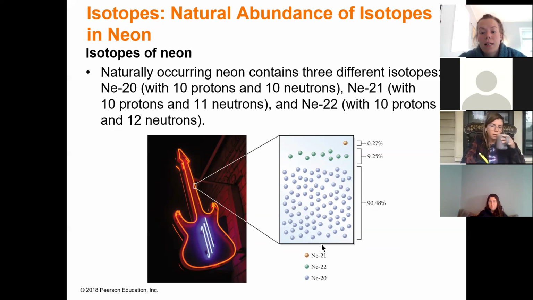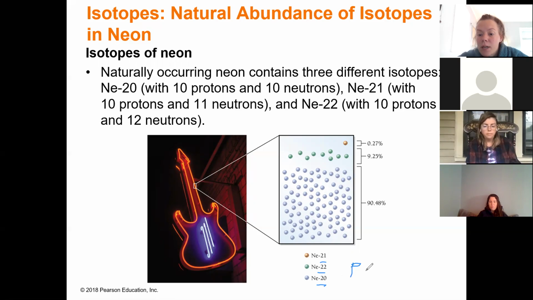So in a neon light here, most of it is neon 20. In this case, it says 90.48% is neon 20. A smaller percentage is neon 22, and then a very teeny tiny amount, 0.27, is neon 21. What do they mean when they write neon 20, neon 22, neon 21? They're changing the atomic mass for each of these. This is neon with a mass of 20, this is neon with a mass of 22, this is neon with a mass of 21.